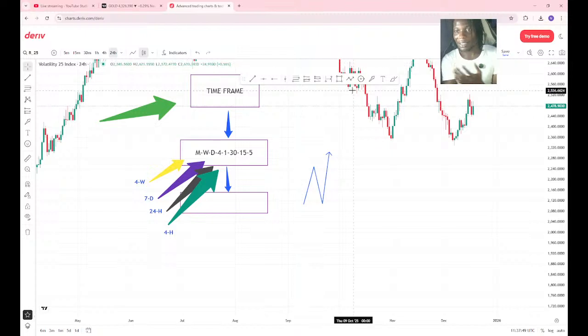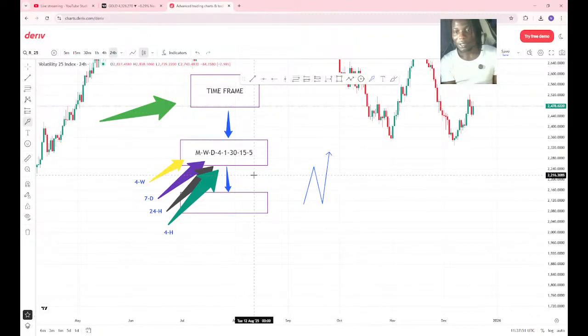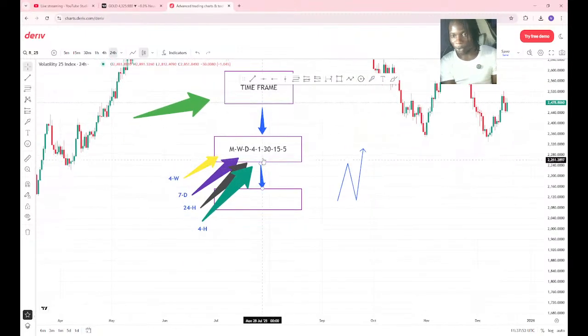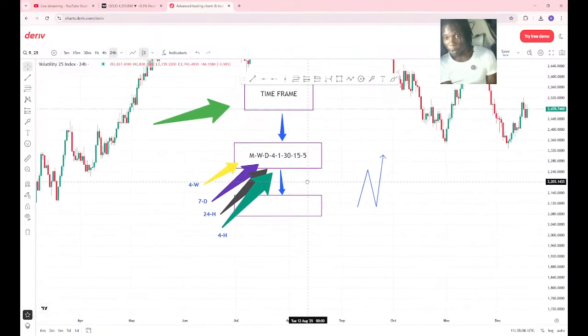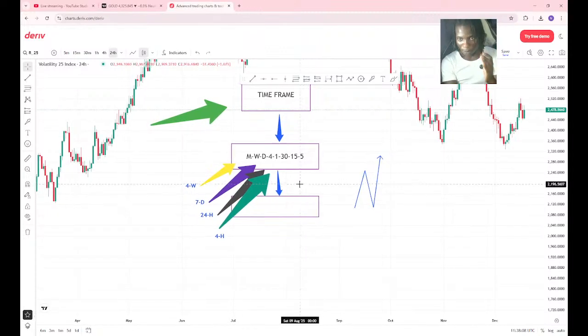Same thing, you guys can continue this process to know the rest of the structure. What controls the 1 hour, the 30 minutes? What controls the 30 minutes, the 15 minutes? What controls the 15 minutes, the 5 minutes? I really don't want to go deep into it, and I don't want to make this video super long. I just hope you guys are getting the whole concept properly.